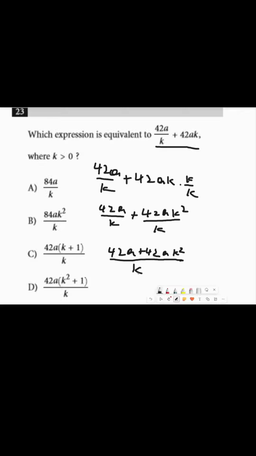So from here, we can actually start factoring, right? So we see that both these terms share 42a. So we can just factor out 42a from this expression. So let's draw a little arrow right here, 42a. So what's 42a divided by 42a? That would just be 1. Plus, what's 42ak squared divided by 42a? Well, that would just be k squared, right? This is supposed to be a plus sign. And we would still have that all over k.